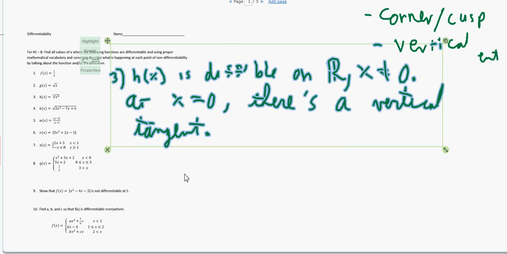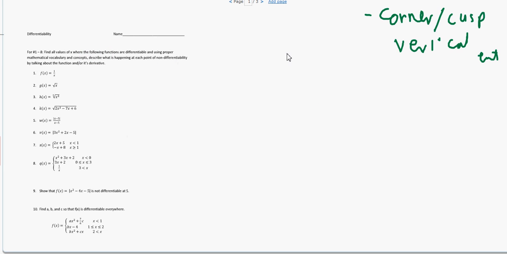Now, really, you'd have all your work to show how you did this, and you should be showing your work. Otherwise, you could just guess, and that's not really fair. Anyway, for number 4, we got a square root. We want to know where it's differentiable. First, we got to find out where it's continuous. Anytime you have a square root, this thing is not defined when what's inside the square root is negative. So we must find out where 2x squared minus 7x plus 6 is negative.